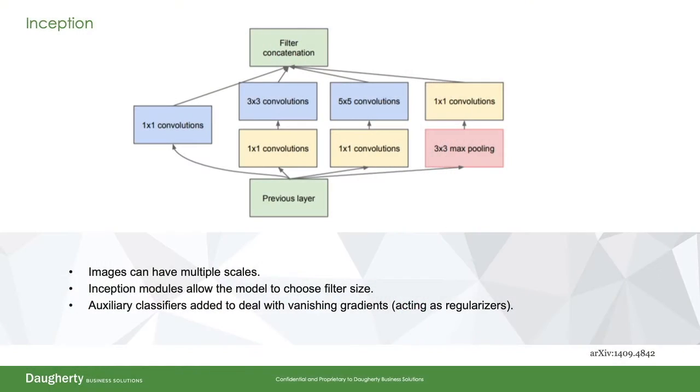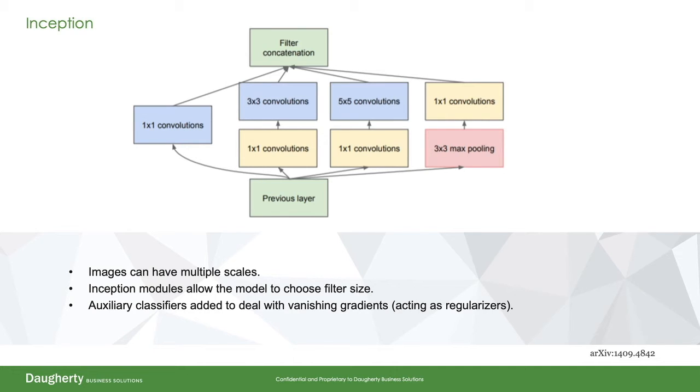So the idea behind this is that images can have multiple scales. We can have a plant at the foreground of the image, or it could be off in the corner and small. This is important because we have to choose the filter size. Do we want a 1 by 1, 3 by 3, 5 by 5, etc., so that the filter size determines what features to look for.